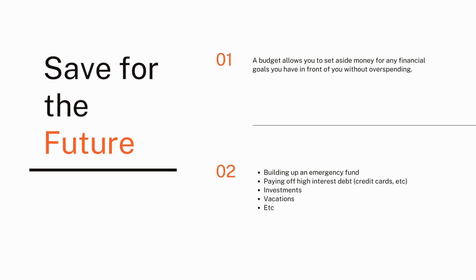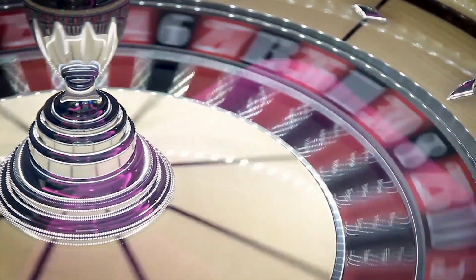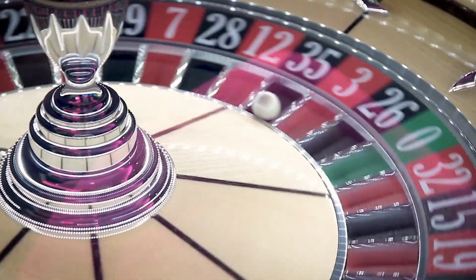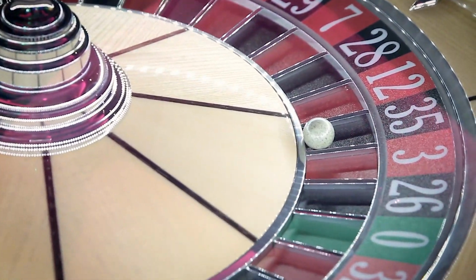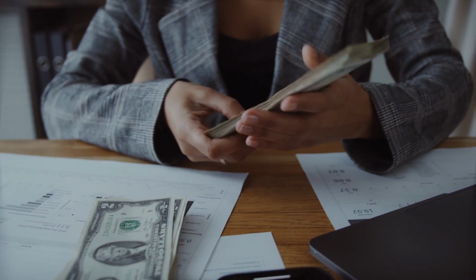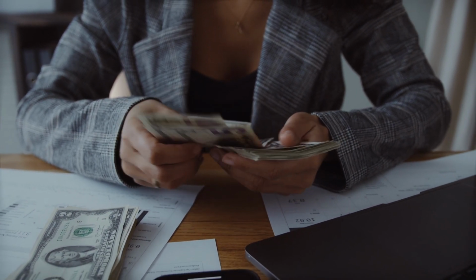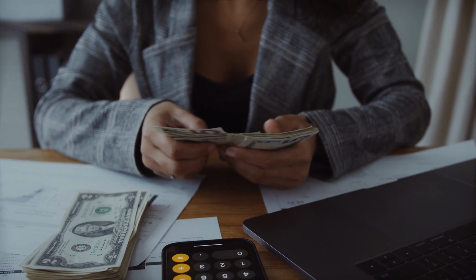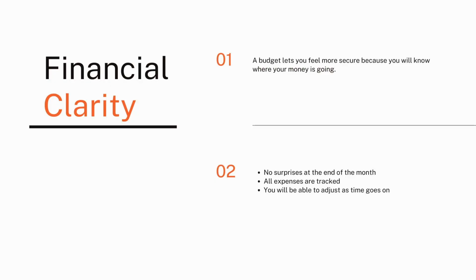2. Save for the future. Whether you're building an emergency fund, saving for a vacation, or planning for retirement, a budget lets you set aside money specifically for these goals. Without a budget, saving can feel random or impossible. But when you allocate part of your income to savings every month, it becomes a habit. And over time, you build that financial cushion that you need in order to achieve whatever financial goal you have your sights set on.